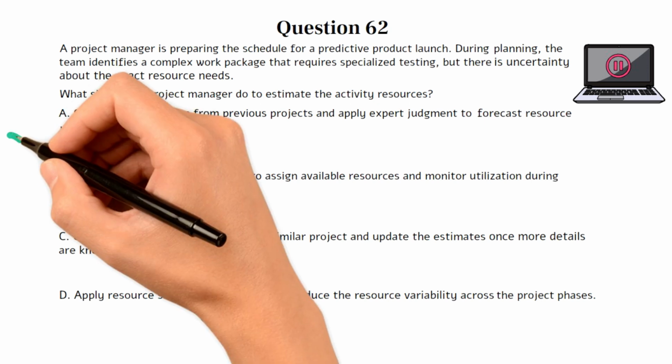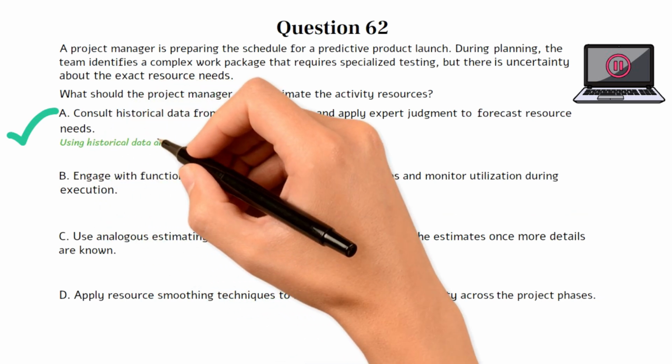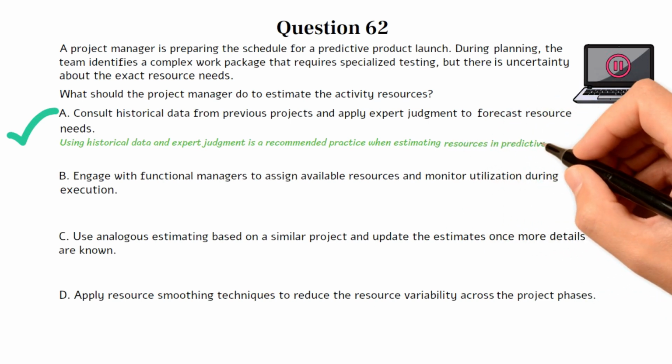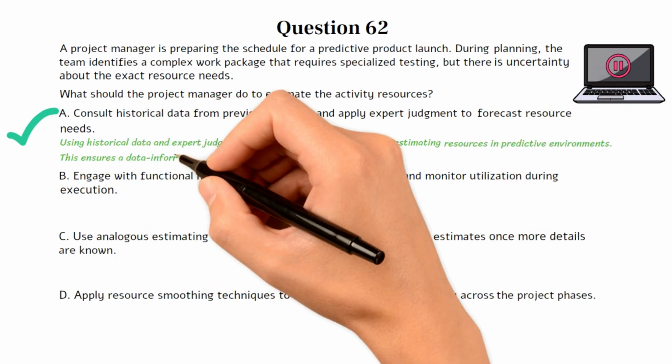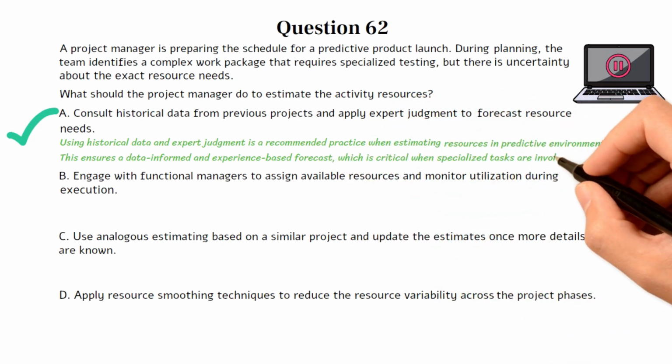The correct answer is A. This question tests your understanding of how to estimate activity resources in predictive projects, especially when uncertainty exists during the planning phase. It focuses on selecting the most effective approach to forecasting resource needs using available data and tools. Choice A is the best option because using historical data and expert judgment is a recommended practice when estimating resources in predictive environments. This ensures a data-informed and experience-based forecast, which is critical when specialized tasks are involved.